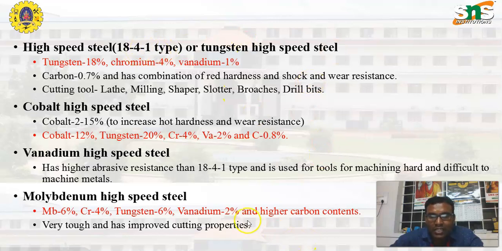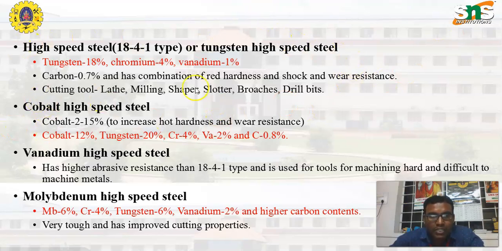These are some of the types of HSS. The first one is the 18-4-1 type or tungsten high speed steel. The composition of the 18-4-1 type is tungsten 18%, chromium 4%, and vanadium 1%. The carbon content is 0.7%, and it has a combination of red hardness, shock resistance, and wear resistance. It is majorly used in lathe machining, milling, shaper, slotter, broaching processes, and also in different types of drill bits.